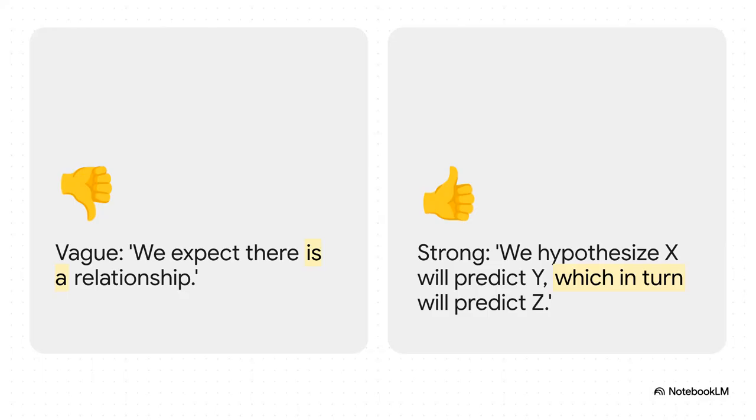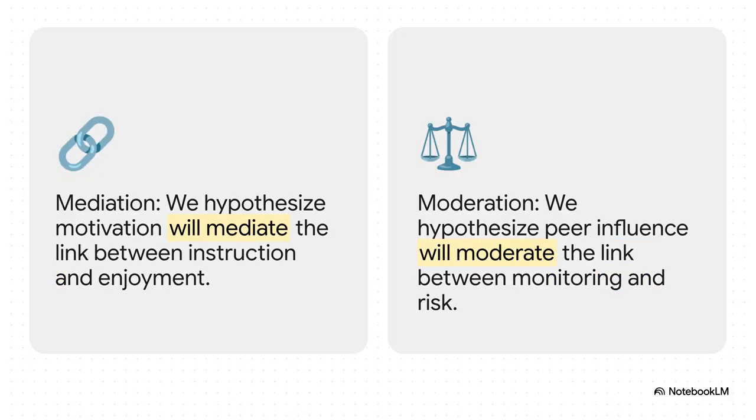And please, whatever you do, avoid vague statements like, "We expect there's a relationship." I mean, that's not a scientific hypothesis. A strong one spells it all out. It clearly states the direction and the nature of the effect you're predicting, naming every single variable involved. And here you can see some strong hypotheses in action. The mediation one clearly predicts that motivation will be that middleman, that it mediates the link. The moderation one predicts that peer influence will change the main relationship, that it moderates it. They are both crystal clear and totally ready for testing.